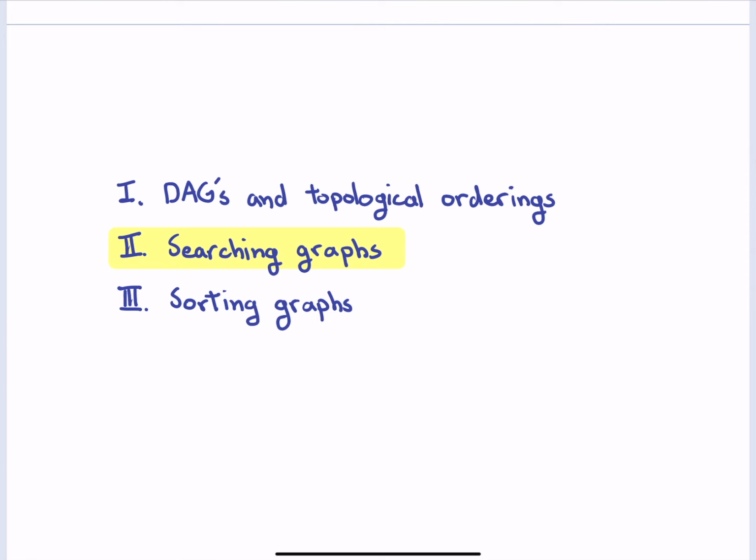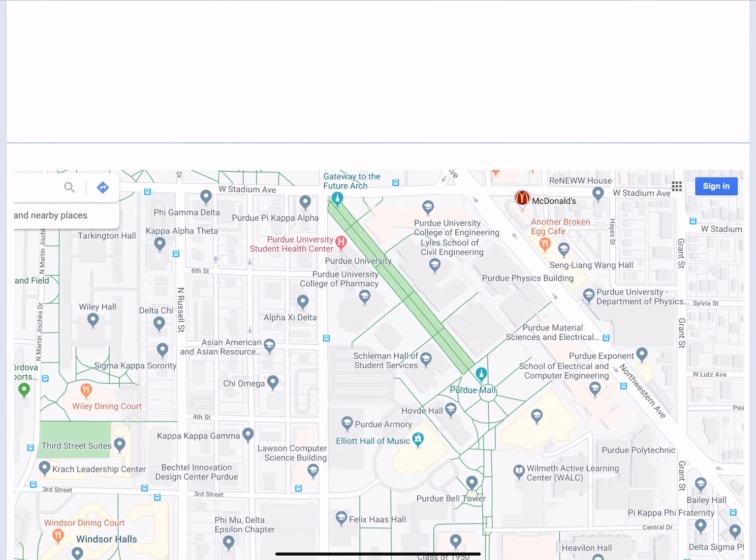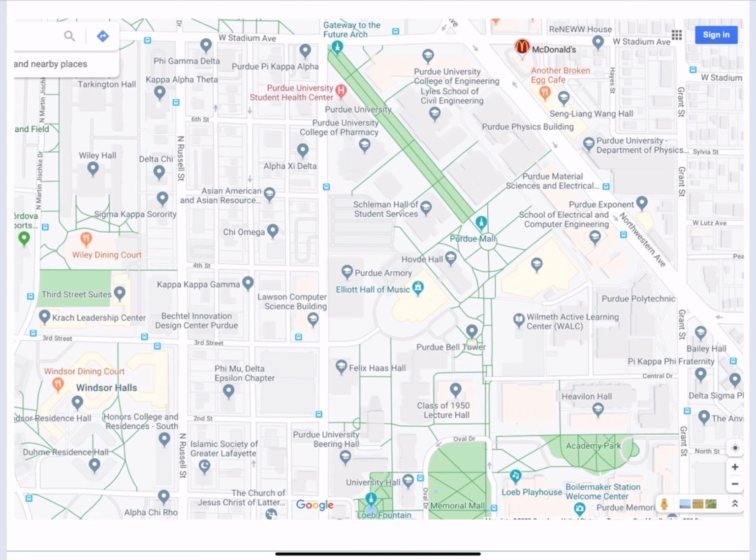All right, that's part 1. Part 2: searching graphs. I thought it would be helpful to think of some real life examples of graphs.